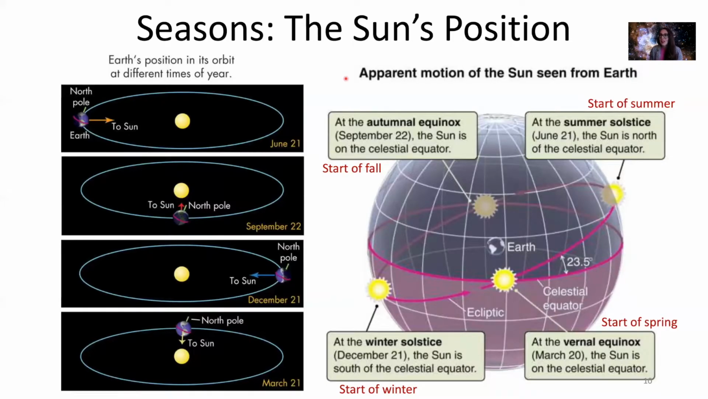So I briefly mentioned that at different times in the year, the sun appears at different altitudes in the sky. And in different seasons, the sun appears at different altitudes. So we can talk about it here by thinking about our celestial sphere.